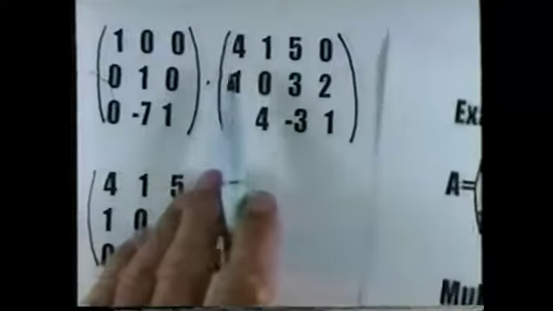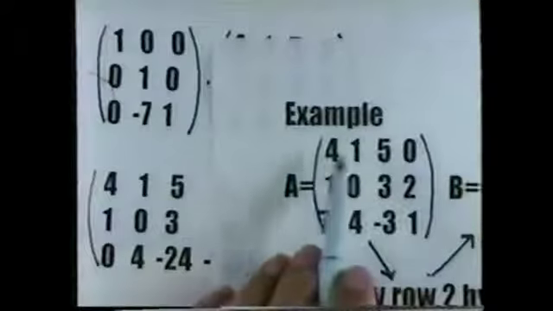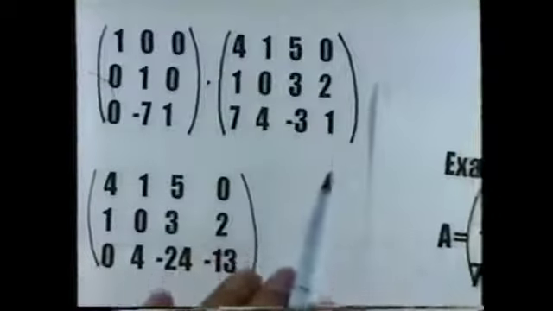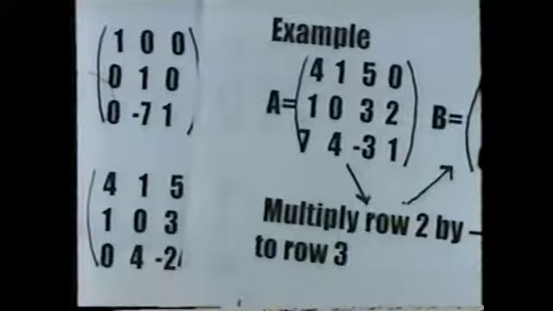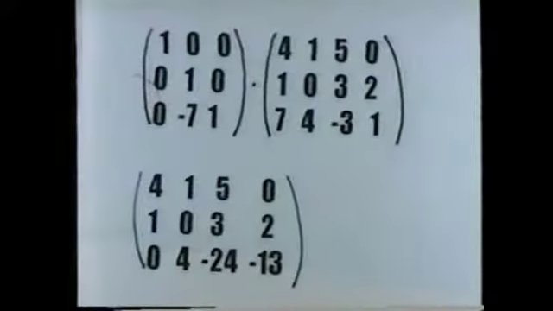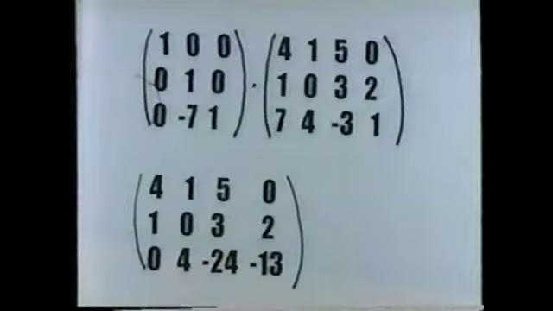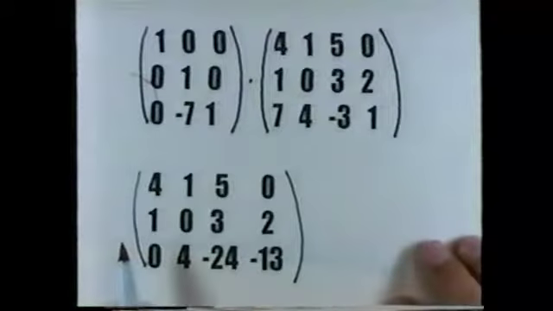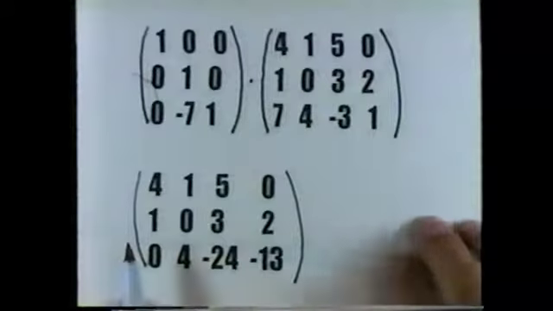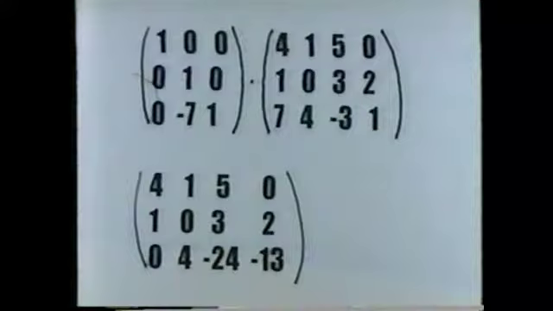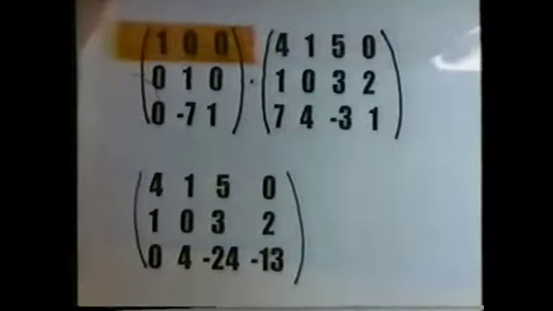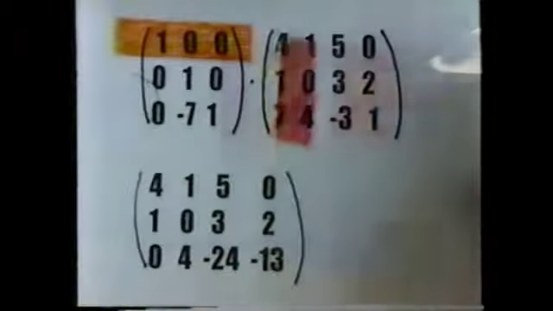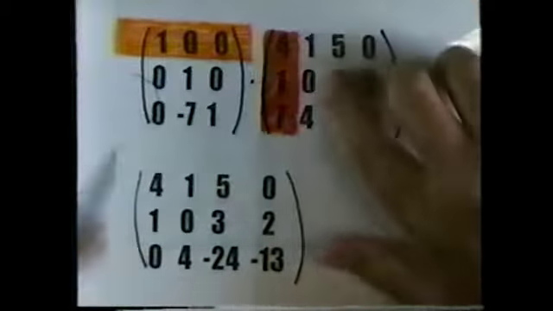A was 4, 1, 5, 0, 1, 0, 3, 2, 7, 4, negative 3, 1. Now if I multiply E times A, according to the theorem, I should get B. Well, let's do the multiplying, then we'll go back and see if we did indeed get B. Okay, so I need to multiply. So we'll do row 1 with the column 1.